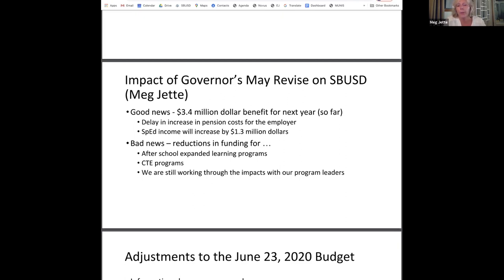And then we got some special ed money. They kept it in the budget as the January proposal, which all of us thought would have been the first thing that went, but they kept it in. I did read a little bit today about some of the process of finalizing the budget. They're talking about taking that out. I'm really hoping Newsom puts his foot down and says, no, we're not going to cut special ed.